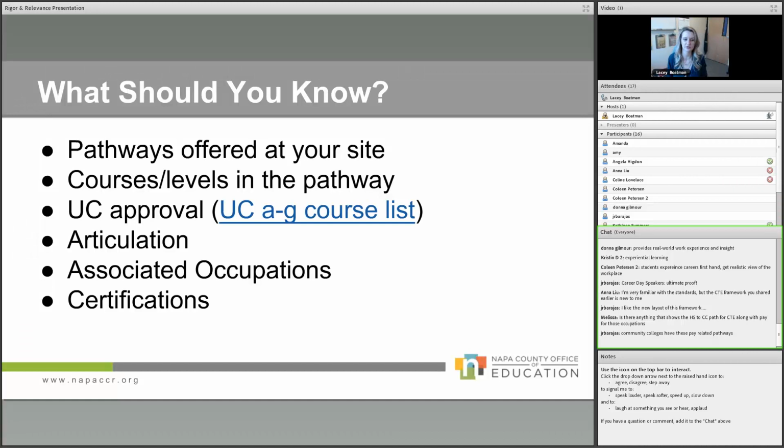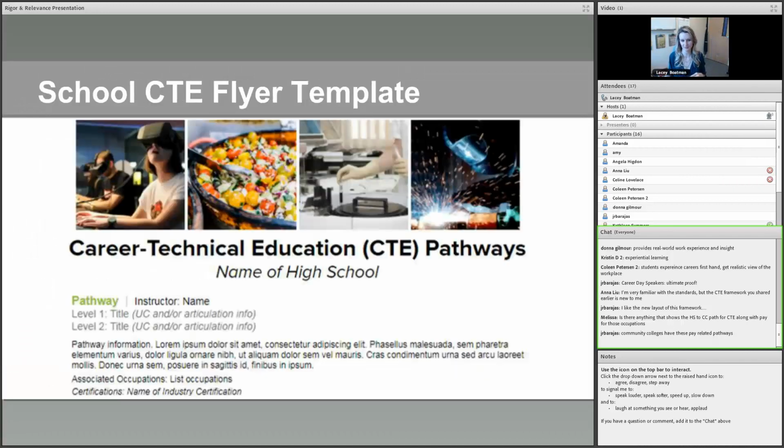You should know whether the course is articulated to a community college or not. You should know the associated or related occupations, and that's where our lovely little standards doc comes in with the example occupations. And you should know what certifications are tied to that pathway. So if you know all these things, or a little template to help you learn these things is linked right here. Again, if you click on it, it's a Google Doc.